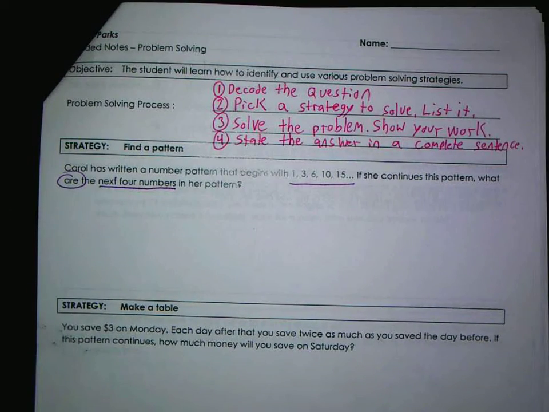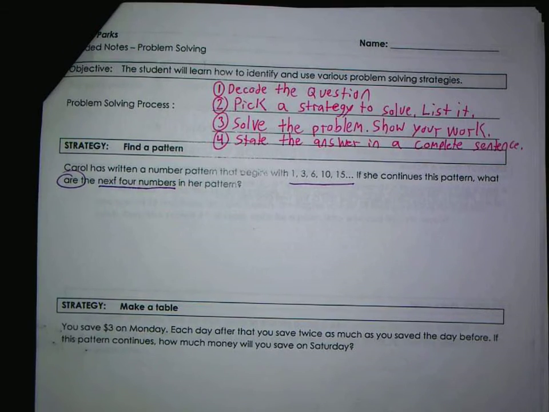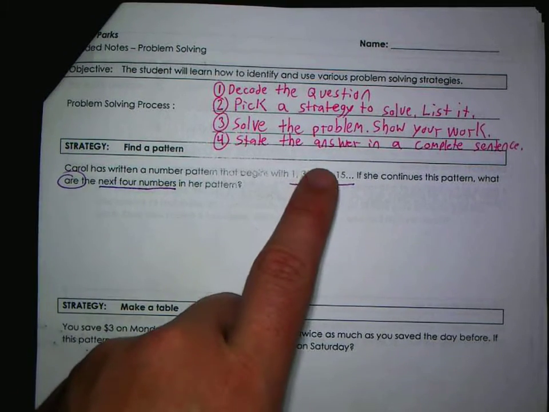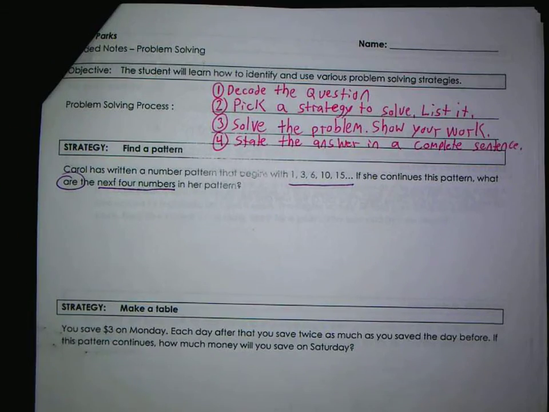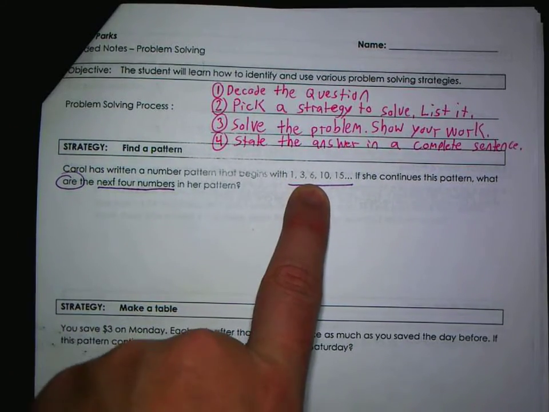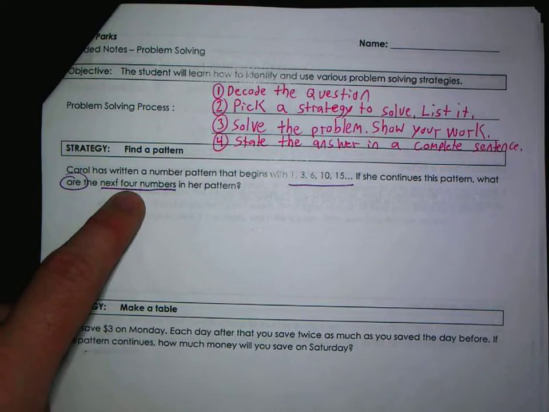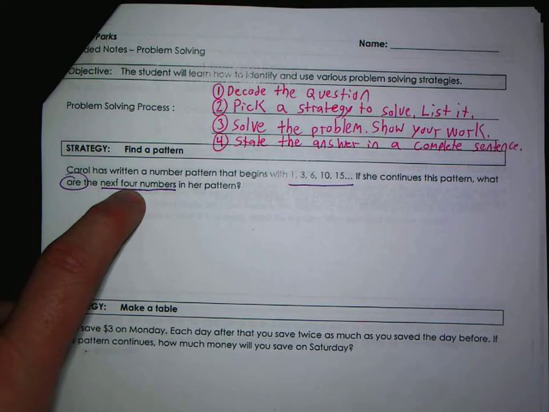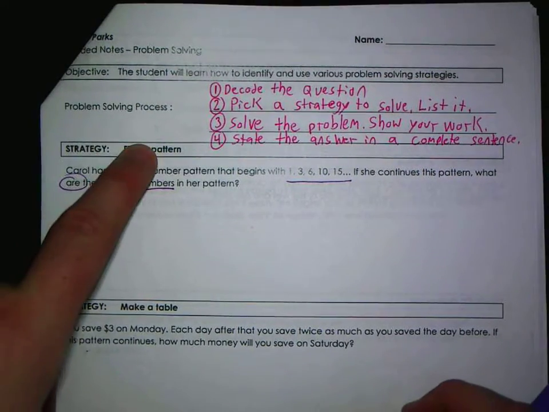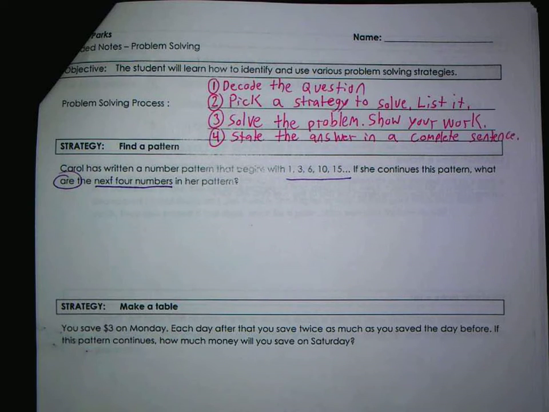And decoding the question, circle the key direction verbs, underline what's important. Really, it doesn't have to be that way. Just underline and circle what you feel is important. So all we needed to know, Carol, we'll write her name in a sentence later, was the sequence, and then what are they asking me? The next 4 numbers. So I decoded the question. My strategy, I'm going to pick find a pattern. So in your homework you'll put strategy, find a pattern. I'm not going to do that since it's already listed.